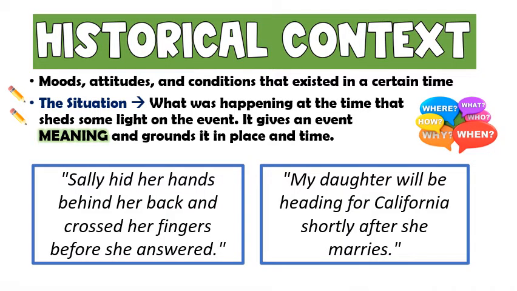Here are the things that would occur when understanding historical context. Think about the moods, the attitudes, the conditions that exist at a certain time period. If you think about today, understanding what is happening to you today is really dependent on the context. What's happening with your family, what's happening in America, thinking about pandemics, being in Idaho regionally, there are a lot of political conflicts going on right now. So the situation, what's happening at the time, sheds some light on that effect.